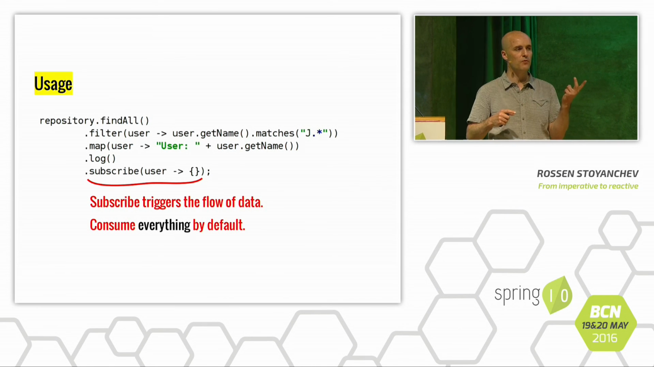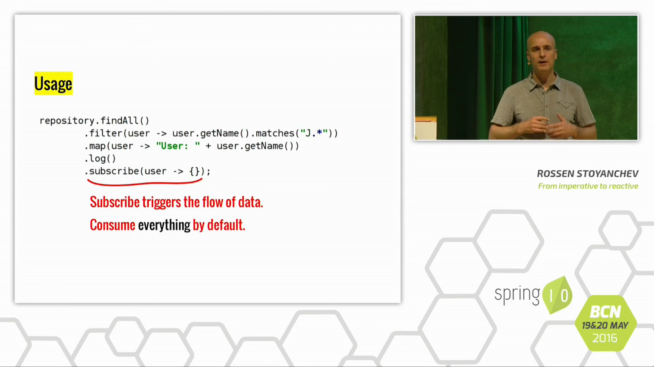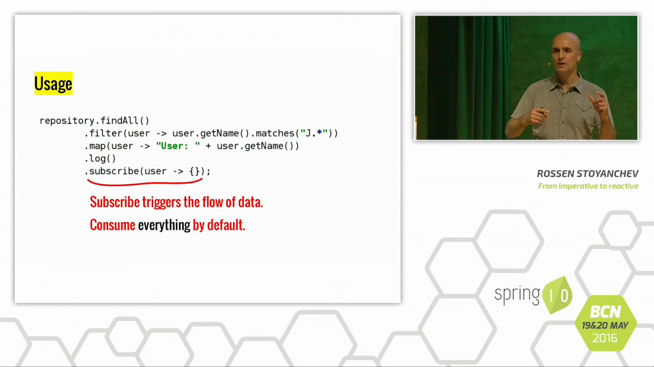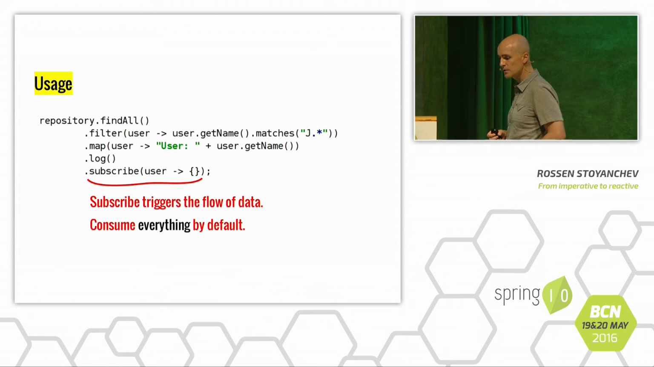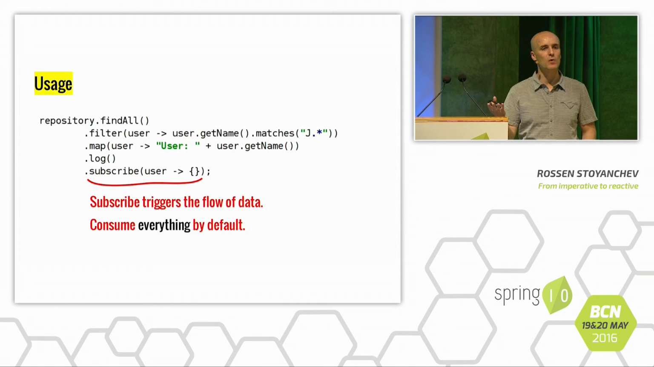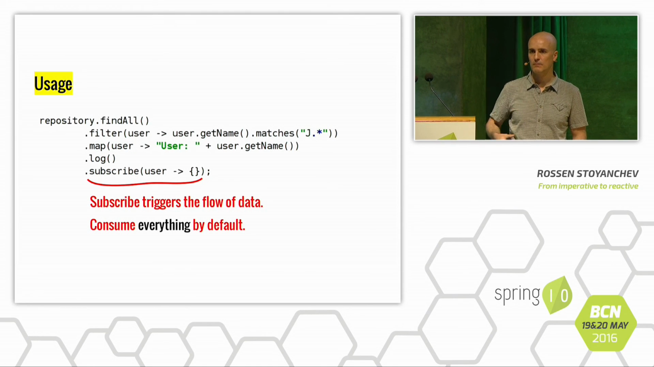So you can think of it as two phases. Phase one, you're setting up your pipeline. You're defining what will happen. And then step two, the data actually starts flowing through. So in this case, if we removed subscriber, find all doesn't actually do anything until somebody subscribes and we begin to draw data.